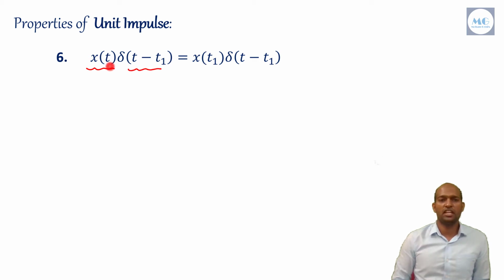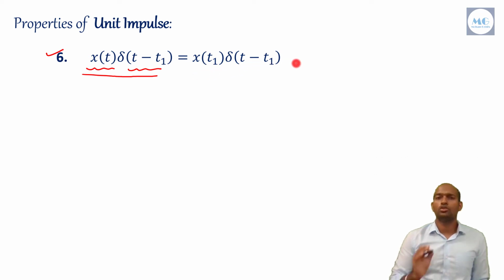So let's focus here on the sixth property. If any function x(t) is multiplied with impulse function δ(t − t1), then this whole function will become x(t1) δ(t − t1). You cannot mug up these equations, so don't worry, I will explain this property with an example.